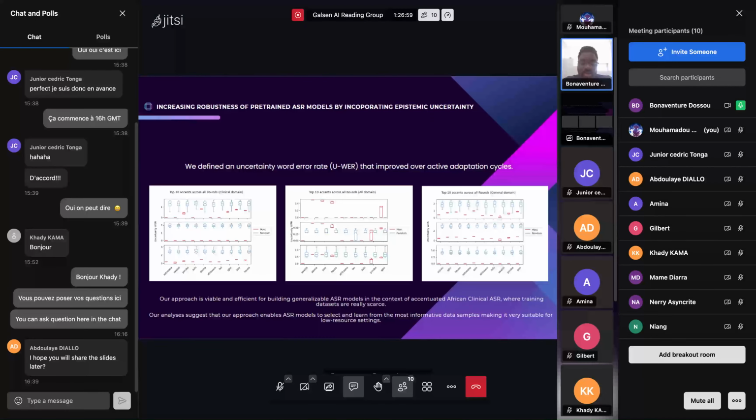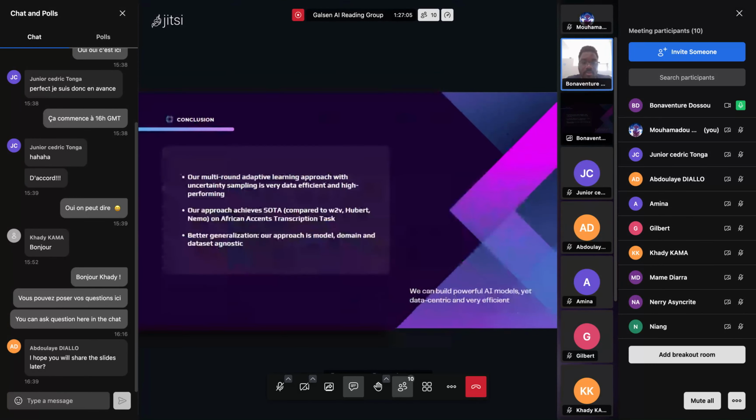And it makes it actually very suitable for African low resource settings, or generally the low resource settings for many other languages. So in conclusion, we've built our multi-run adaptive learning approach that uses uncertainty sampling to build very data efficient and high performing adapted ASR models that achieve state of the art across several models, several domains, several data sets. And obviously it also generalizes well and is model, domain, and data set agnostic.